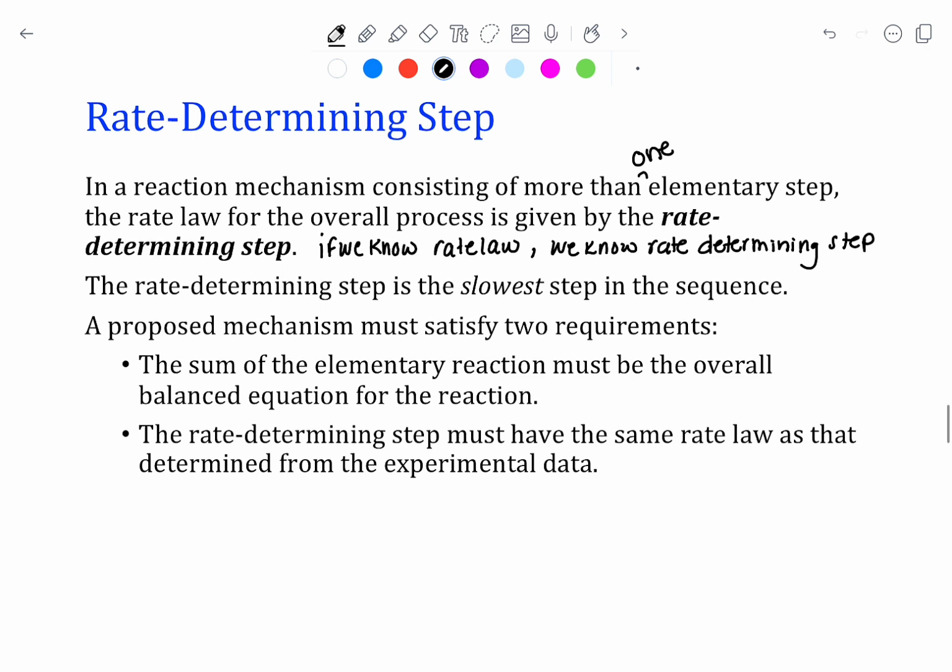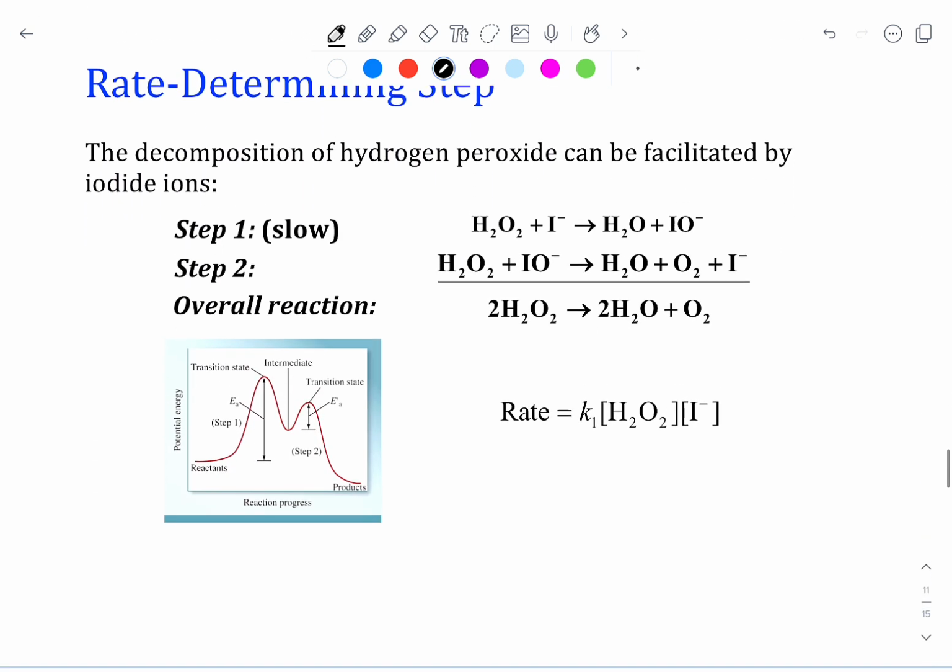So let's look at what that actually means. Let's look at the decomposition of hydrogen peroxide. We have two steps. Hydrogen peroxide reacts with iodide ions, so this reaction can be facilitated in a two-step process using iodide. And what's going to happen is we're going to form water and iodine oxide. That iodine oxide is going to be our intermediate, right? Because it has nothing to do with the decomposition of hydrogen peroxide. If we look at the balanced overall reaction down here, there's no iodine there.